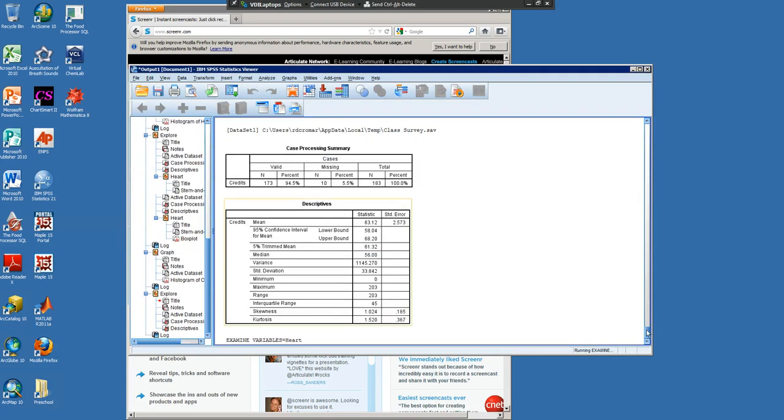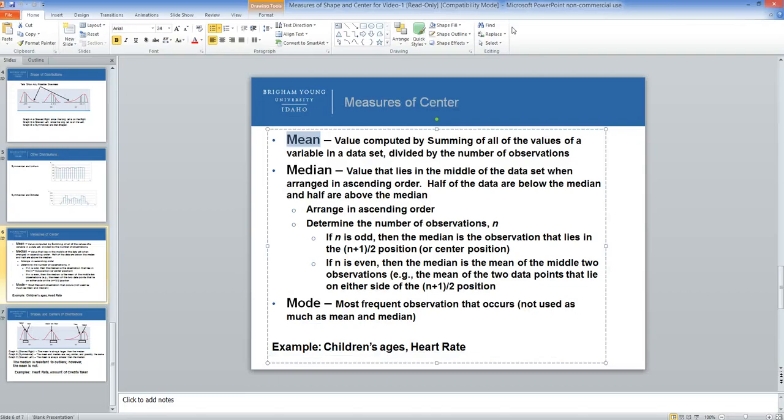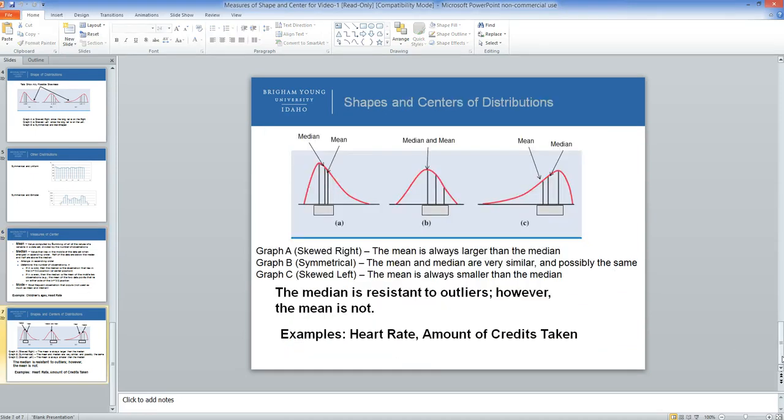And what you see coming up here is there's a lot of different statistics, but the two we want are the mean and the median. The mean is 72.45, and the median is 72. Okay, so now what I'd like to do is explain the differences between the mean and the median given certain distributions. Now, with a right skewed distribution, the mean is always larger than the median, meaning that the mean is going to be to the right of the median.